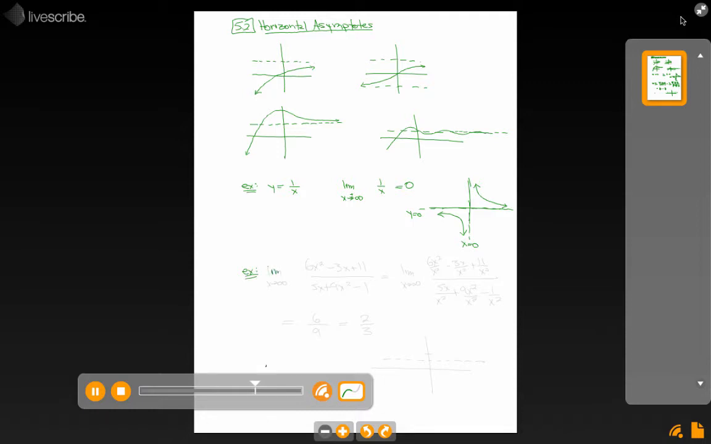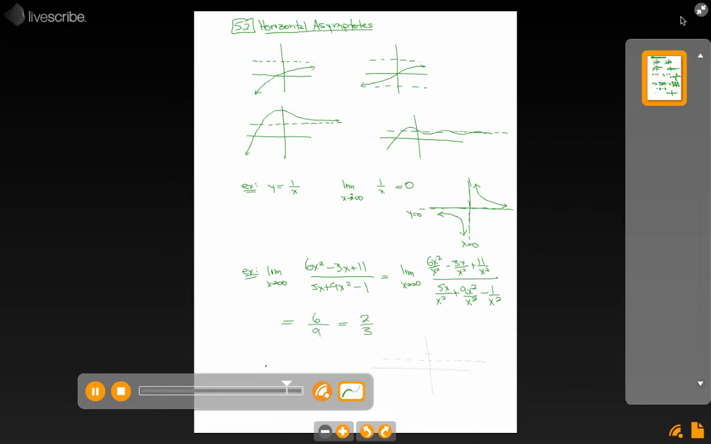So now if I were to give you an example that kind of follows from this one and the last one, if I said evaluate this limit, x goes to infinity of 6x squared minus 3x plus 11 over 5x plus 9x squared minus 1, hopefully you would approach this by saying, well, the highest degree top and bottom is 2, so let's divide everything by an x squared. So the limit as x goes to infinity, here I've got 6x squared over x squared minus 3x over x squared plus 11 over x squared, over 5x over x squared plus 9x squared over x squared minus 1 over x squared.